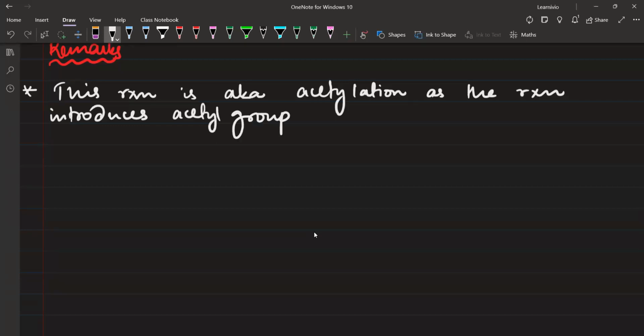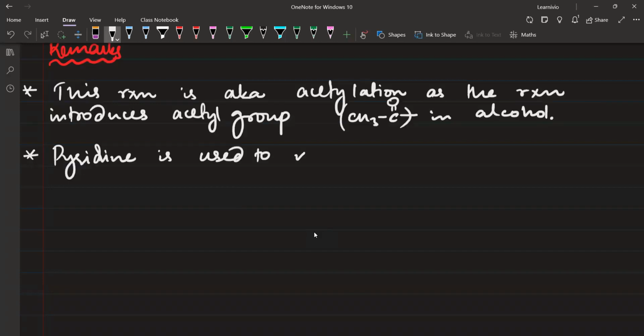C double bond. This group is known as acyl, that is why it is acyl substitution. Second point is why is pyridine used? Right, pyridine is used to neutralize the acid.